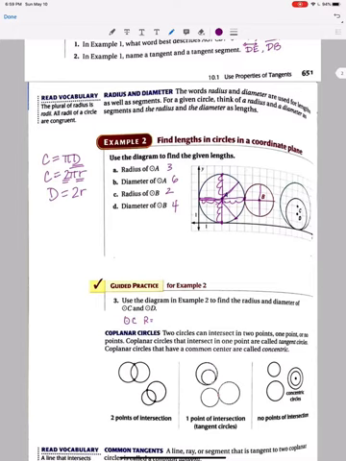Oh, the C is the big one, so that is 1, 2, 3. And that would mean the diameter is 6. And for circle D, 2 and 4. Okay.